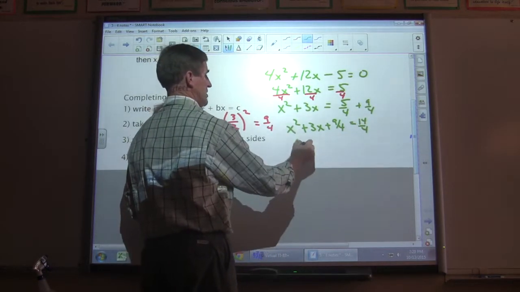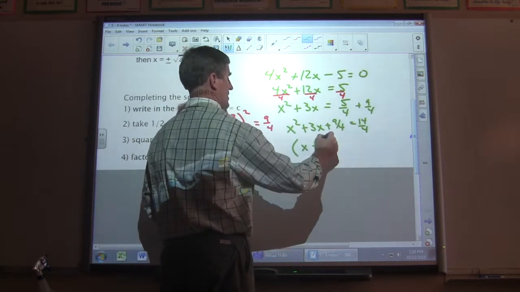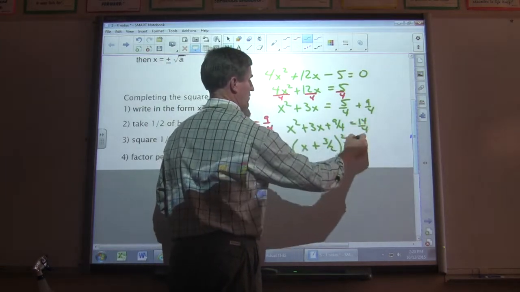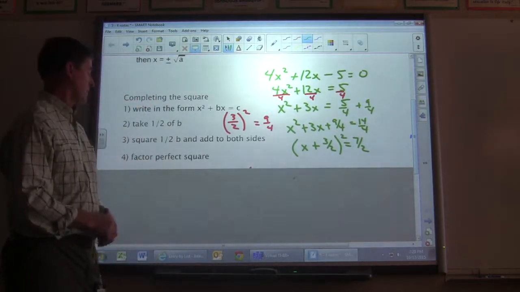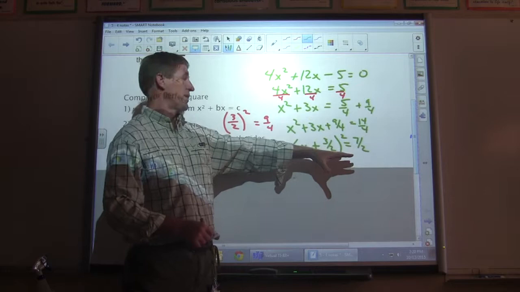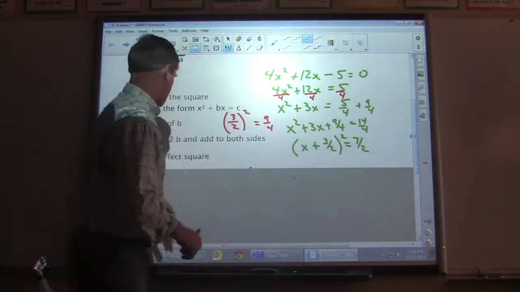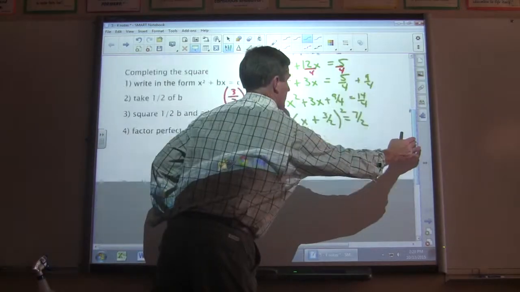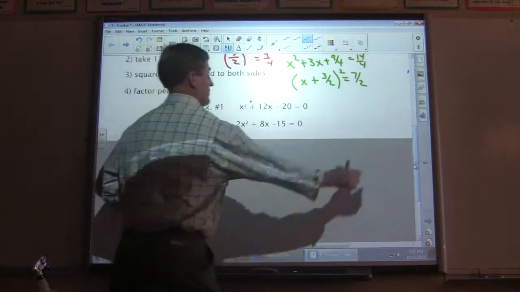Square root of the first, sine of the middle, square root of the last. Remember, that's 3 halves. And 14 fourths reduces to 7 halves. And so we've just gone through right now and we've completed the square. Now we're going to go on to solving this. And so we have some other steps to go through to solve it.